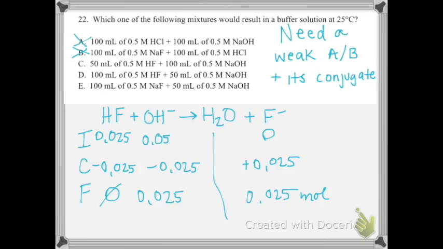Okay, so then we do our check. Do we have a weak acid or base and its conjugate? We have a conjugate, but we don't have the weak acid. We used it all up. So C is also not a buffer.